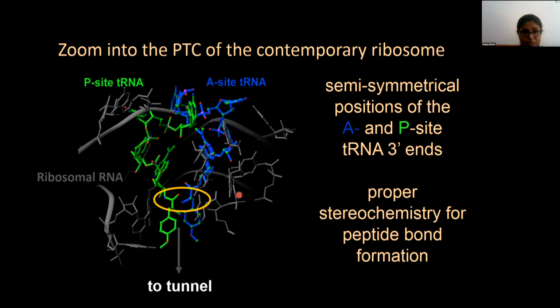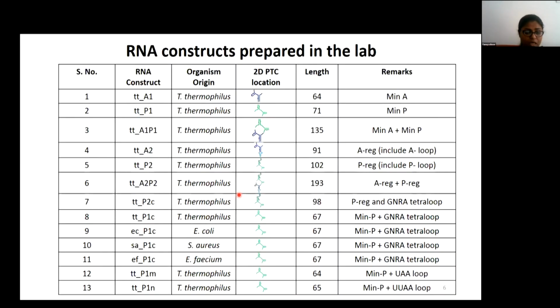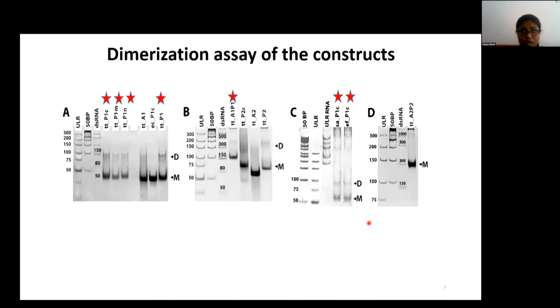On the basis of this observation, we synthesized 13 RNA constructs. Some of them mimic the A region of the PTC and some others mimic the P region. There were some sequences designed by us which mimic the entire pocket, that is, the entire A and P region of the protoribosome. After the synthesis of all of the RNA constructs, they were tested for their ability to dimerize, or I would rather say their ability to form this pocket, which would catalyze the peptide bond reaction.